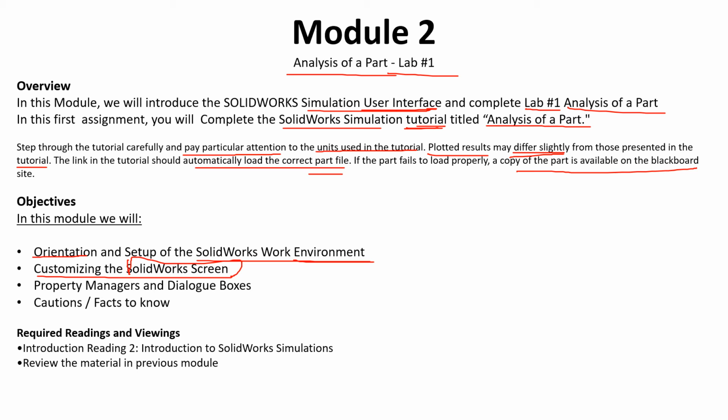Now, the next thing we're going to take a look at is the property managers and our dialog boxes, and we'll go through those within the tutorial. And then throughout that, we're looking at a couple of cautions and things to know as you're working through this SOLIDWORKS environment. Now, required readings and viewings for this module number 2, you have your introduction reading number 2, which is titled The Introduction of SOLIDWORKS Simulations. This is included on Blackboard. I'm also going to ask you to go back and review the material from our previous module as well.